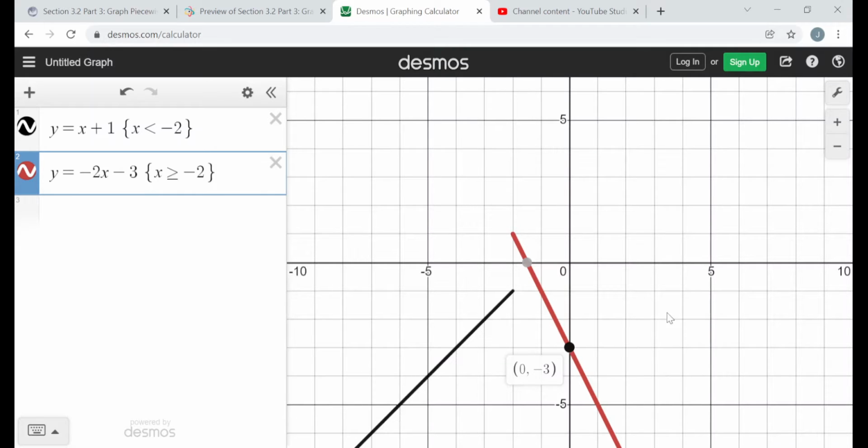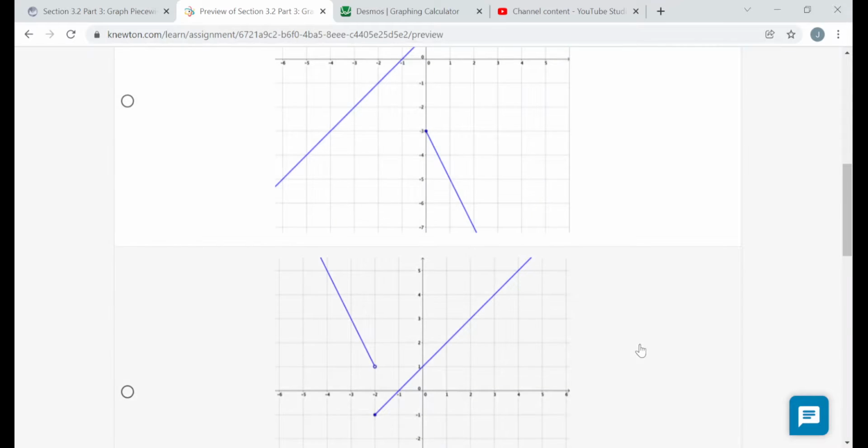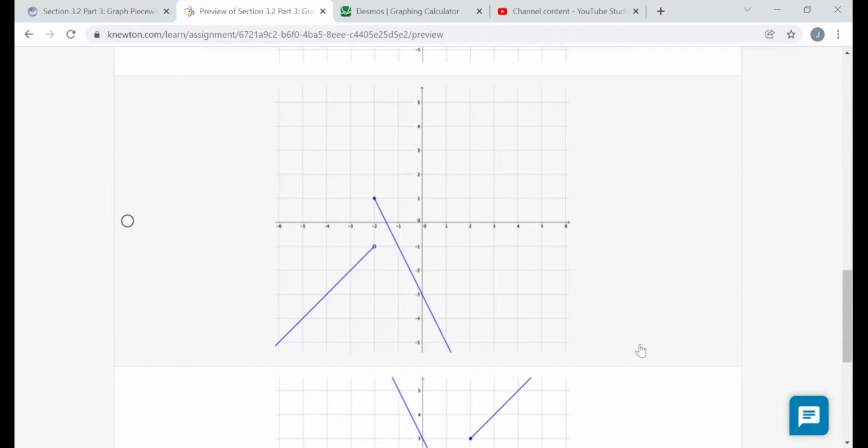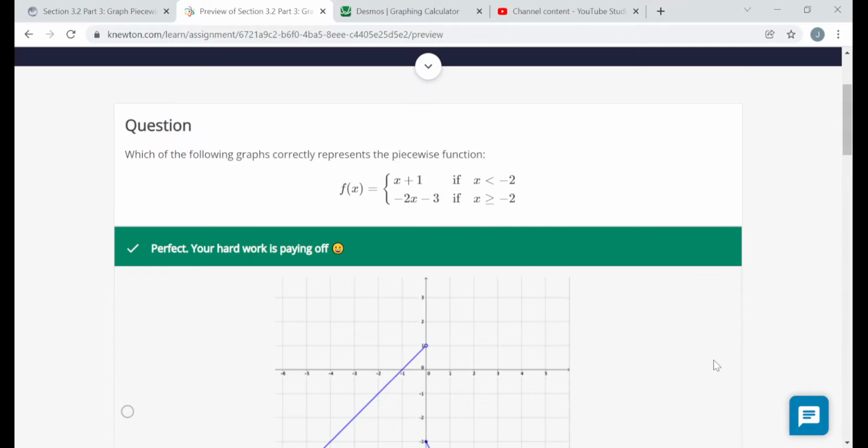So there's a graph of this piecewise defined function, and we're asked to match which graph here matches. So not that one, not that one, that one. That one has a hole at negative 2, negative 1. Y equals a line with a slope of positive 1 over here. Then you have negative 2, positive 1 is a solid point. And then you have a line that goes through point 0, negative 3, right? It has a slope of negative 2. This one's the one that matches the one I graphed. Wonderful.